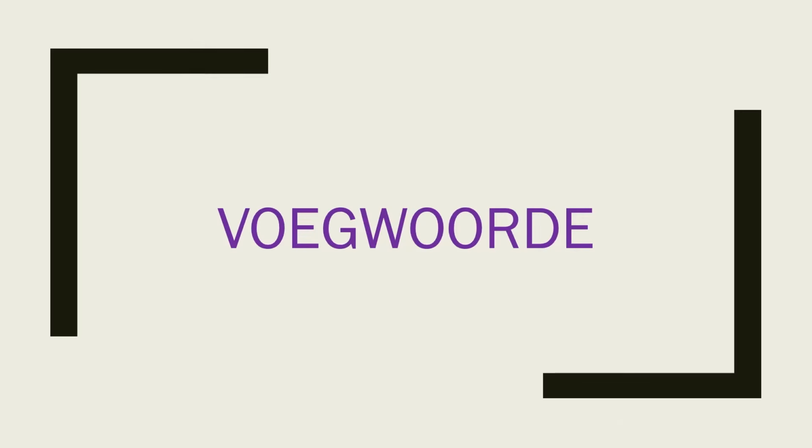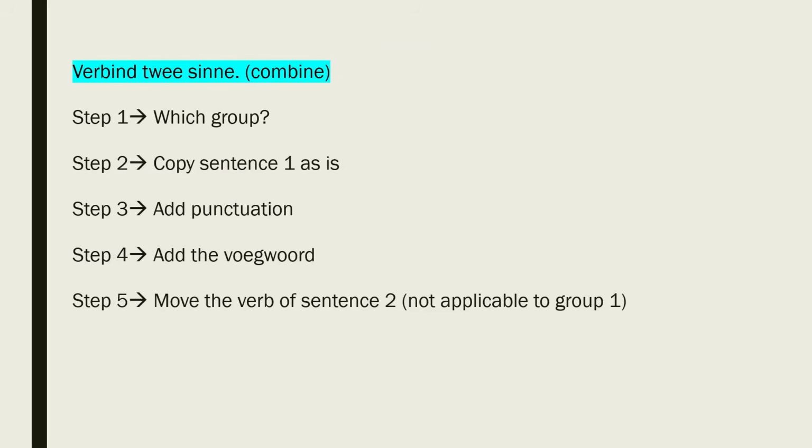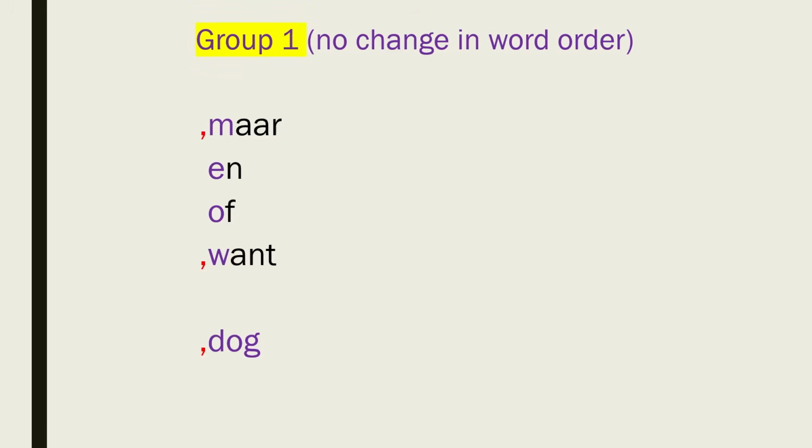Hi guys, today we're going to take a look at Voegwoorde. What's Voegwoorde? Conjunctions. It's that word that you use to combine two sentences together. And it's very easy. We have 5 steps to do that. We have 3 groups. We have group 1, group 2, and group 3.